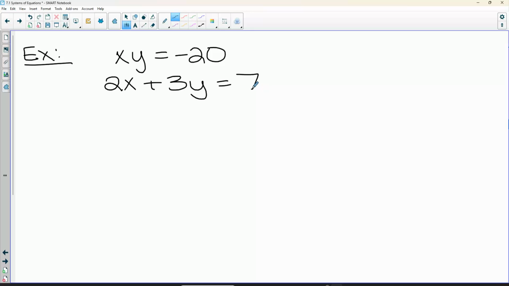What would you have to do here? Can I eliminate? No, because I have an x and a y and I have an xy. So I have to do substitution. You can solve for either one. Let's say I took the first equation and I solved for x. That means x would be negative 20 over y. And I'm going to plug that into my second one.